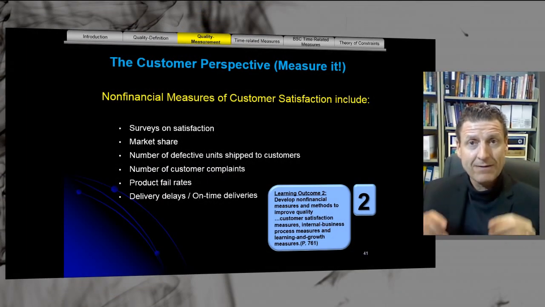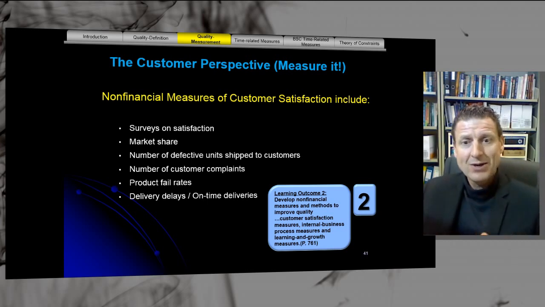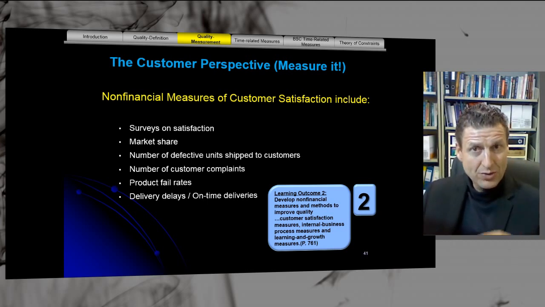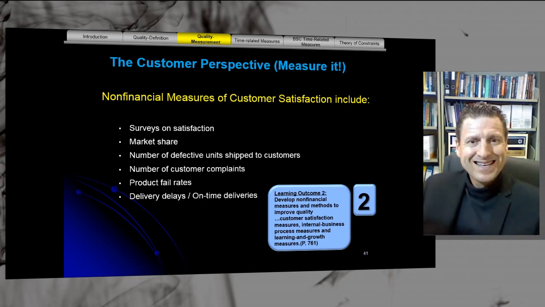Before we get into that example, let's go over some basic measures that are relevant in the balanced scorecard, because to date we've only focused on the financial measures. So learning outcome 2 is to understand some good examples of measures at the customer level, the internal process level, and the learning and growth level. Here we have the customer perspective.